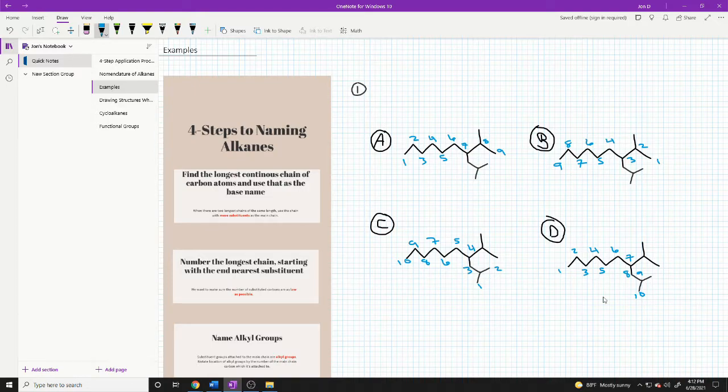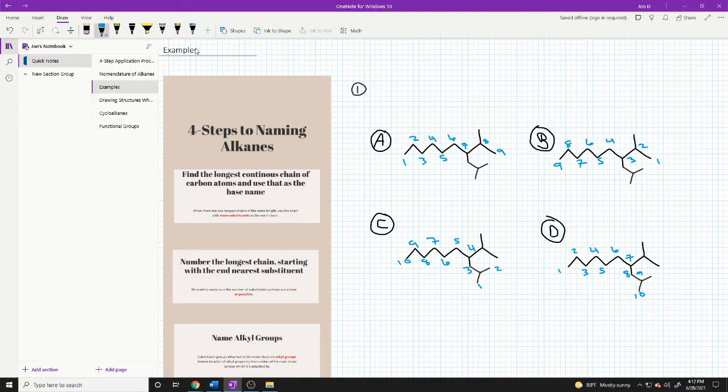What I want to emphasize is that the longest chain isn't always going to be the straight line, kind of like with A and B. You kind of have to work around and maybe you'll find the longest continuous chain. And so what we want to do next is find that the longest chain is 10.